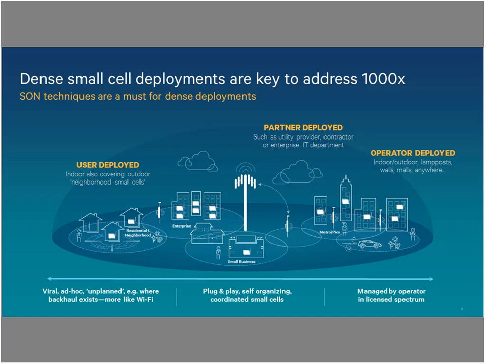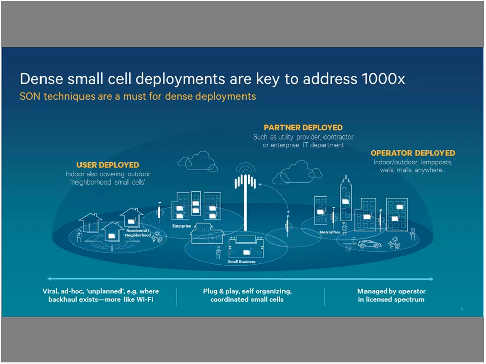We sometimes refer to these as neighborhood small cells. The idea is that the coverage can go from the inside out. So you plug in your small cell, and it can also serve other subscribers of that operator's network that are walking by on the street. It's a configurable option. It's up to the operator if they want to allow that, or they can keep it private just for the users.